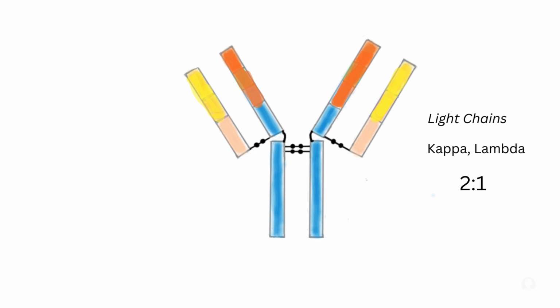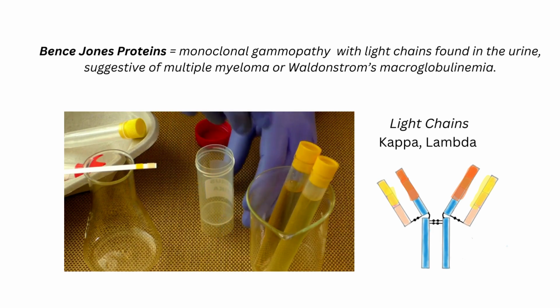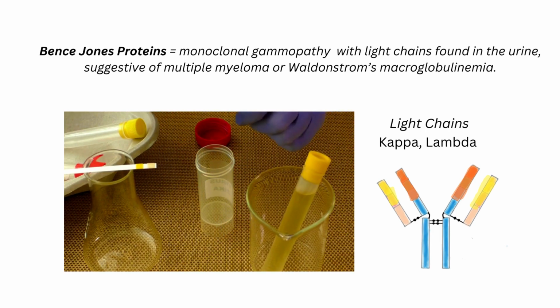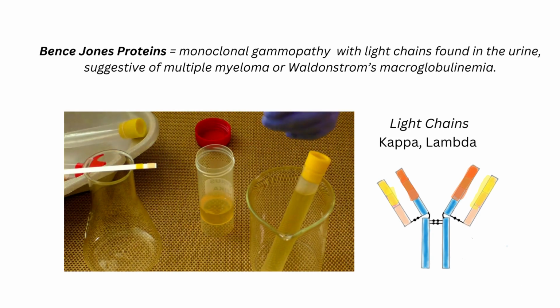Now for the light chains, kappa and lambda. The normal ratio is 2 to 1. If there's an abnormality in this ratio, 3 to 1 or 1 to 2, then this might point to a plasma cell neoplasm. Bence-Jones proteins are a result of a monoclonal gammopathy with the light chains found in the urine, and this is suggestive of multiple myeloma or Waldenstrom's macroglobulinemia.